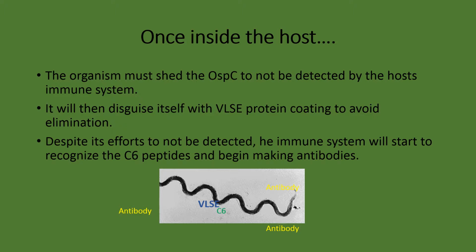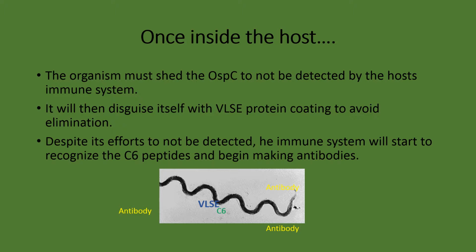Despite its efforts to go undetected, at this point is where the immune system can start to detect C6 peptides, which are part of the VLSE outer coating. And the immune system can start making antibodies. Antibodies can be detected within 3 to 4 weeks post-infection in the host mammal.